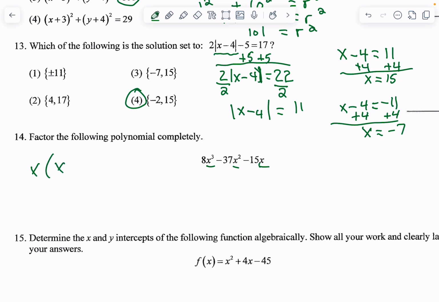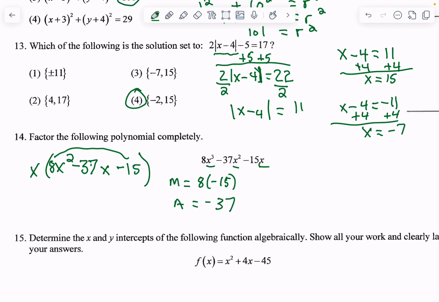All right, we have x, 8x squared minus 37x minus 15. Okay? And then we have to do a rainbow. So we need a number that multiplies to be 8 times negative 15 and adds up to be negative 37. So I am going to go to my calculator.